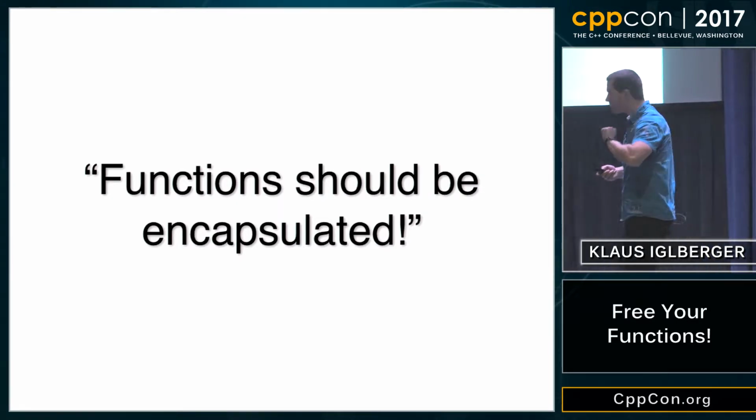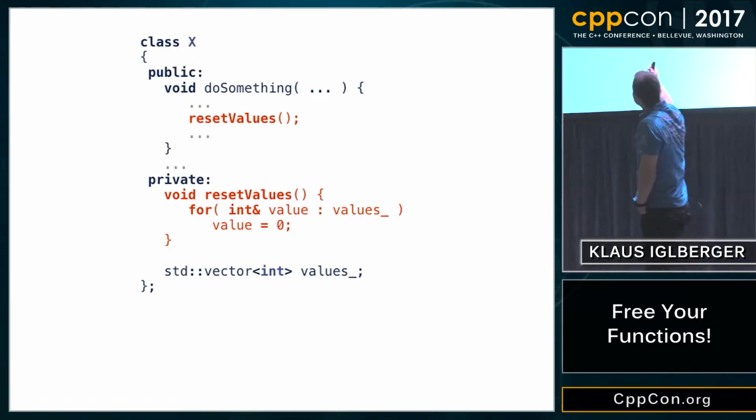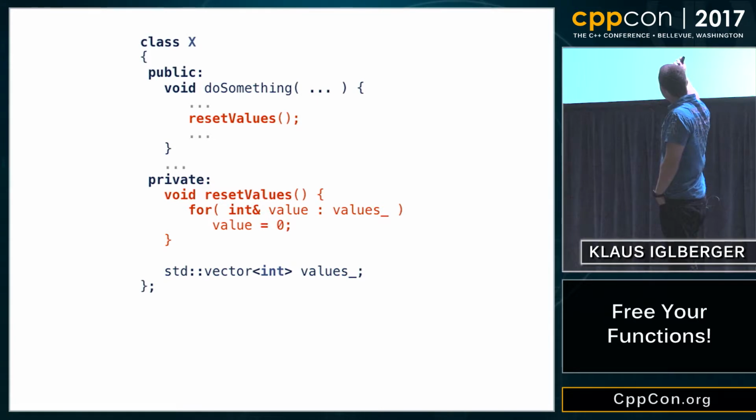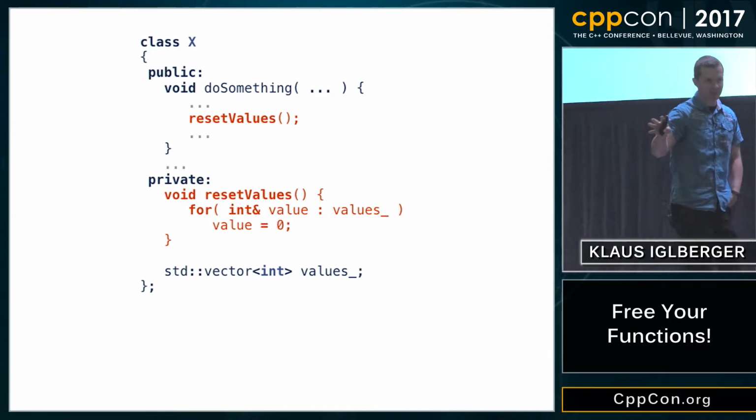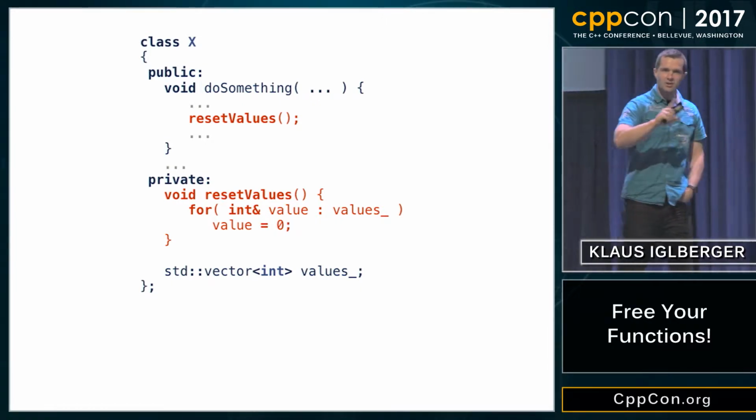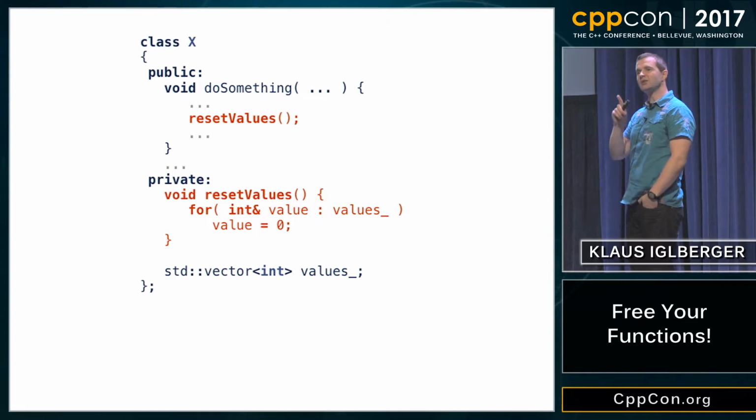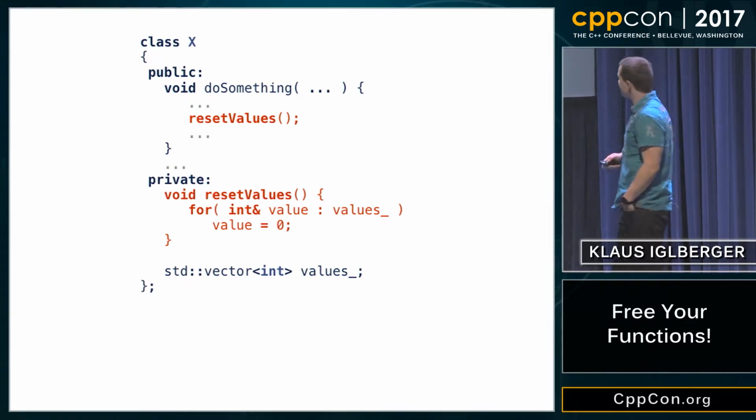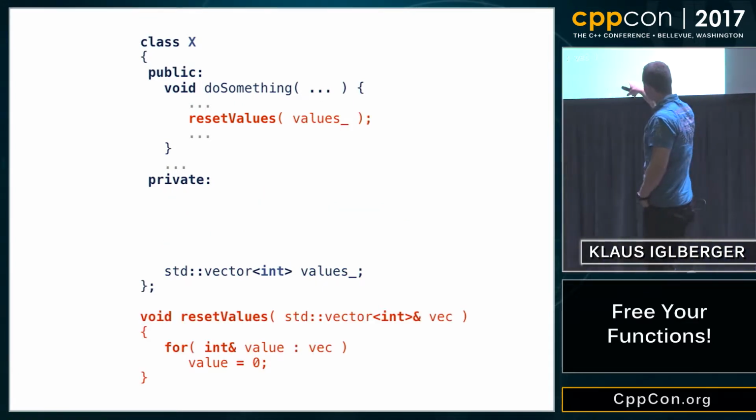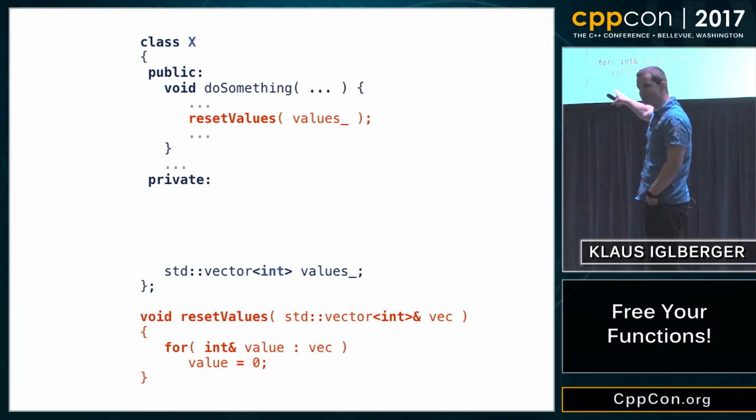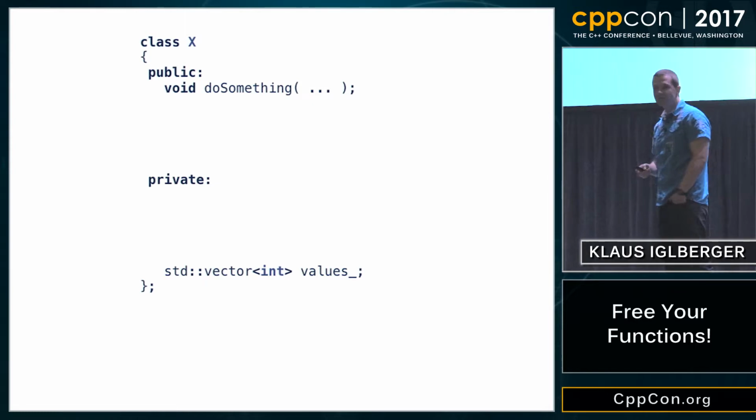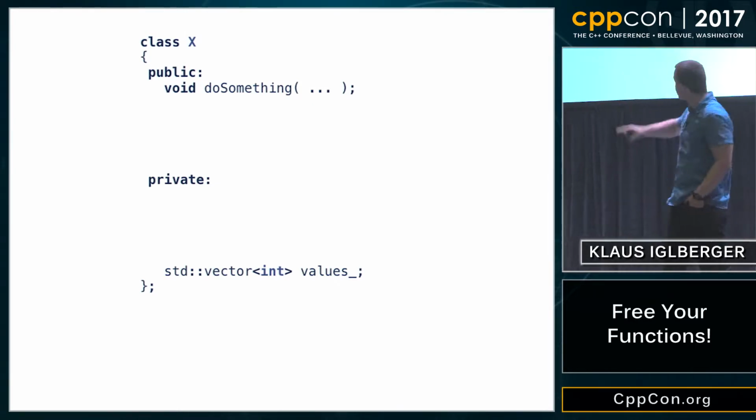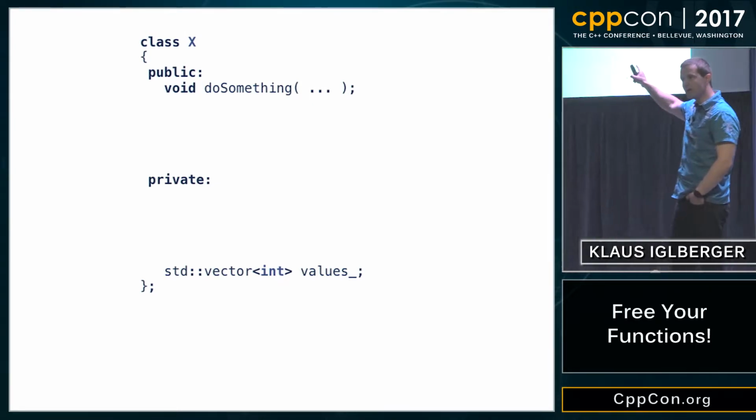Okay, I have another argument though. Let's go back to this initial example. Let's say we have now encapsulated the function in the private part. Okay, it's encapsulated. But actually I can even encapsulate it stronger, by first moving this function out of the class, make it a free function, and then move it into a CPP file. There is no mentioning of this function anymore in the header file.